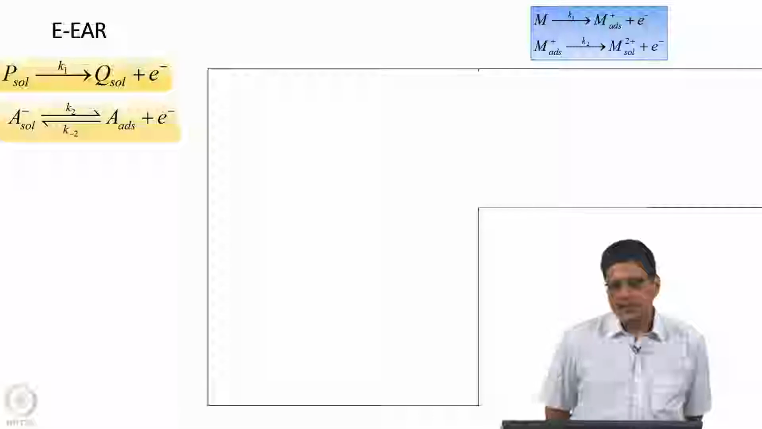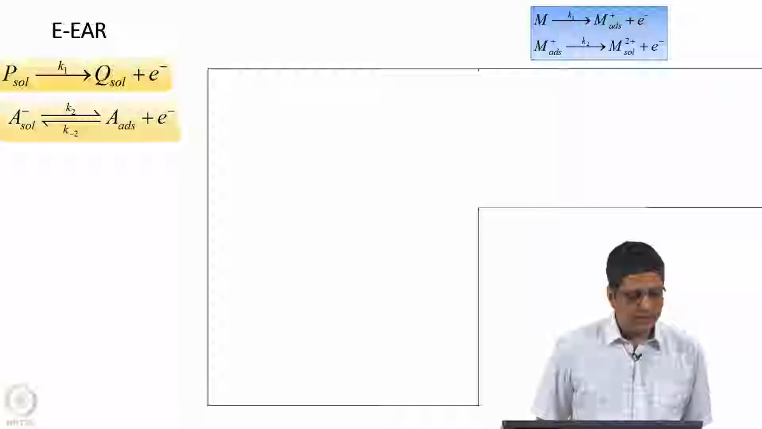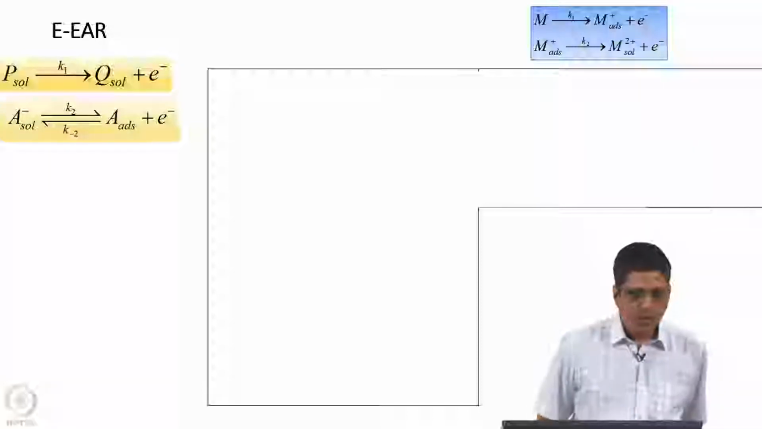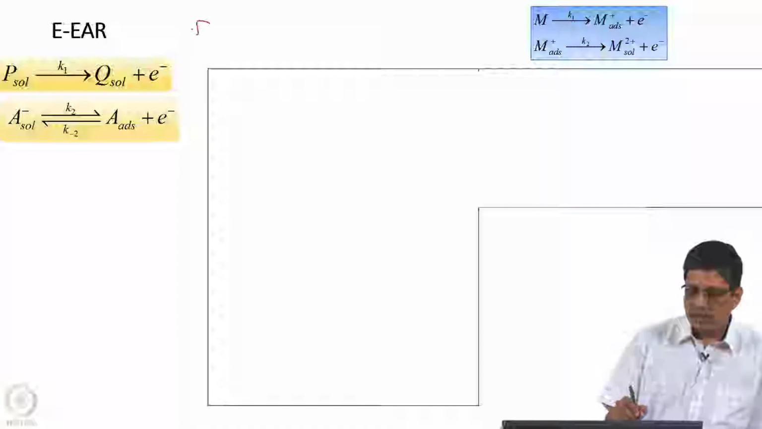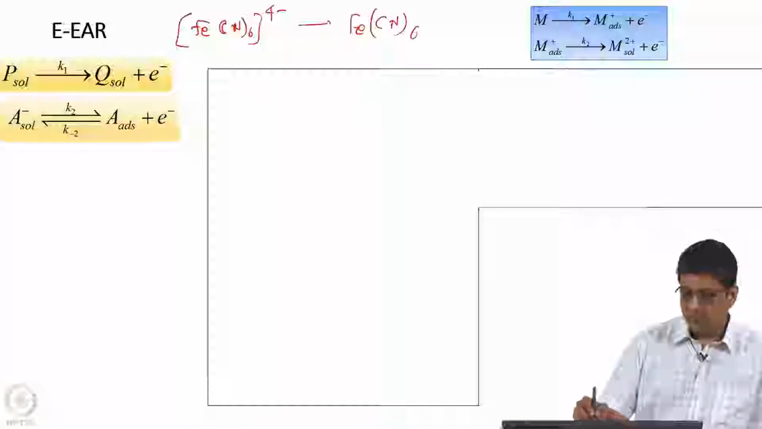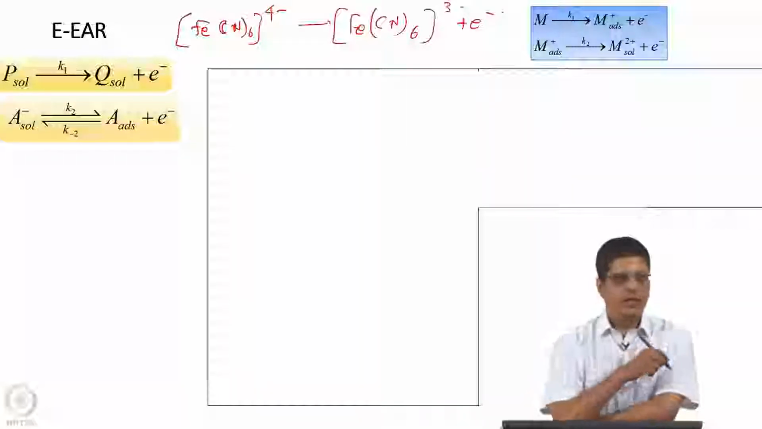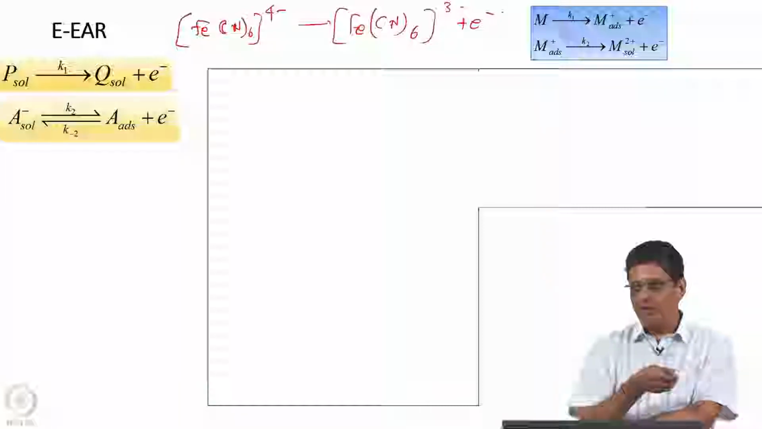Okay. So, what we saw in the last class is given in the top right. What we are going to see today is given in the left side on the top. We have a reaction P going to Q. P could be, for example, an electron transfer reaction between the ferro and ferri redox couple, right.